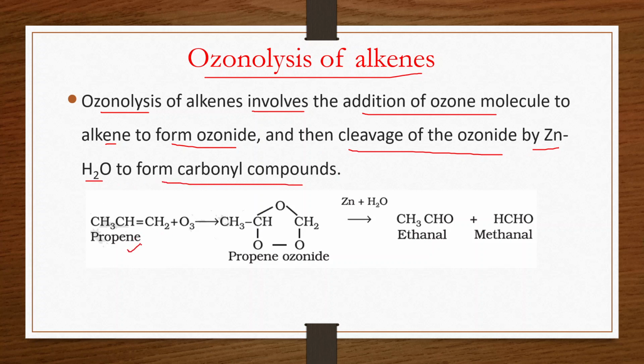See, this is propene. When ozone is added, we will get the propene ozonide. This double bond is completely removed, completely broken. We will get the ozonide, and when this ozonide reacts with zinc and water, we will get ethanal and methanal. Actually, this ozonide undergoes this cleavage reaction. This part will convert, this is known as ethanal, and this CH2O, you can write this as HCHO, methanal.